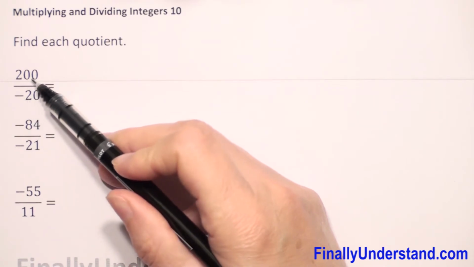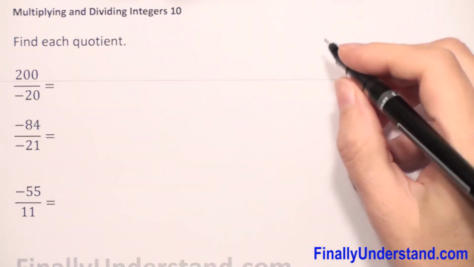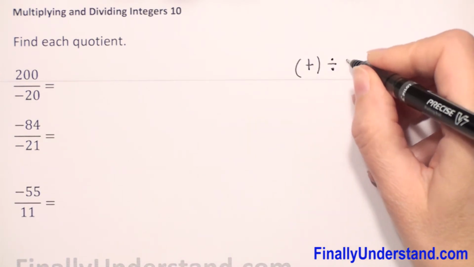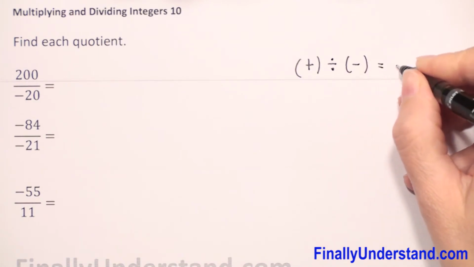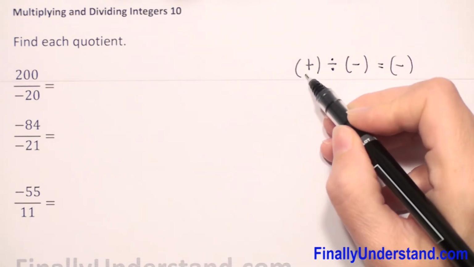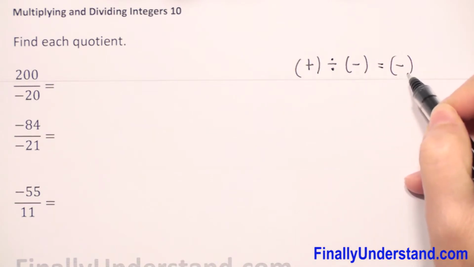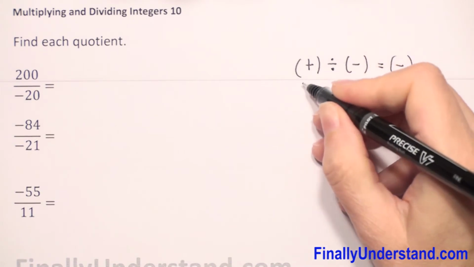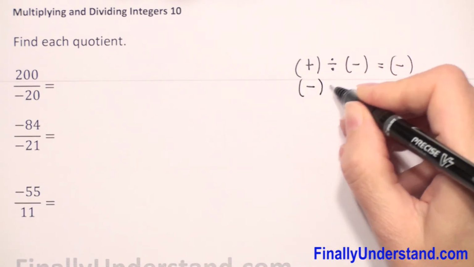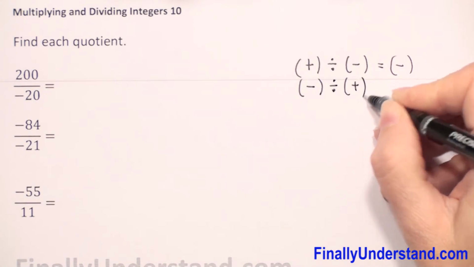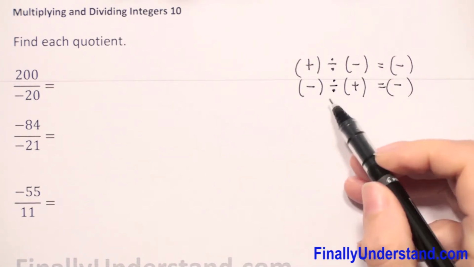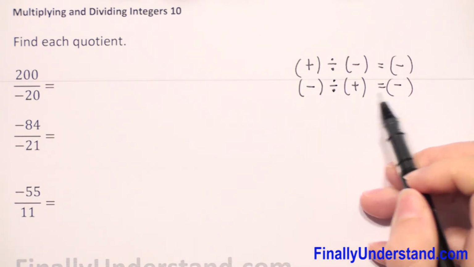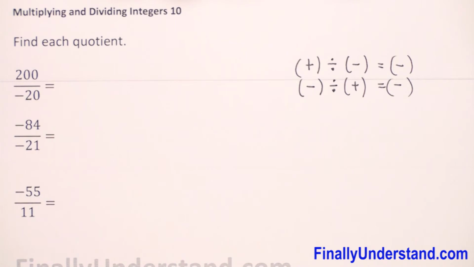When we multiply a positive number times a negative, or when we divide a positive number by a negative, it doesn't matter, the answer will be negative. So when we multiply positive times negative, the answer is negative. When we divide positive by negative, the answer is negative. Or when we divide negative by positive, the answer is negative. The same as for multiplication, when we multiply negative times positive, the answer is negative.